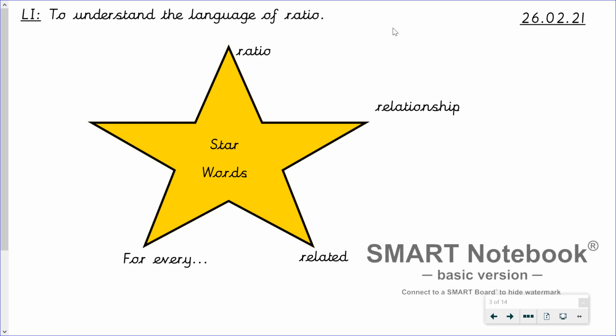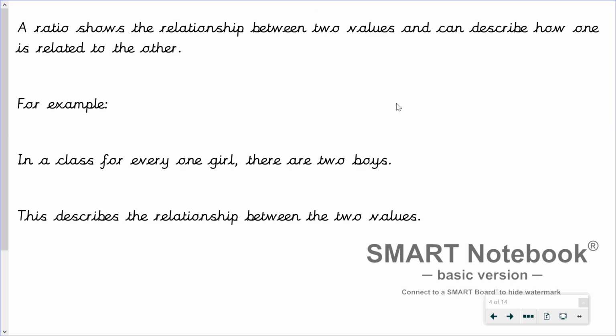Learning intention today is to understand the language of ratio. So we've got star words of ratio, relationship, how they're related to each other, and then our sentence starter, which we can use a lot to help us, for every. So ratio shows the relationship between 2 values and can describe how one is related to the other.